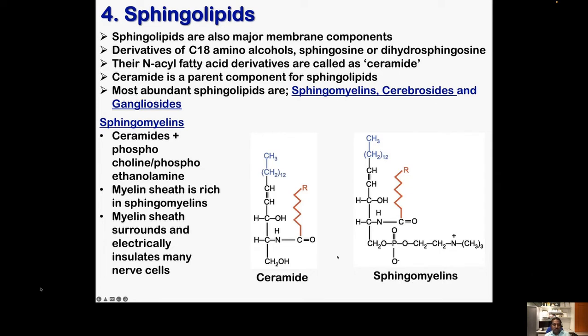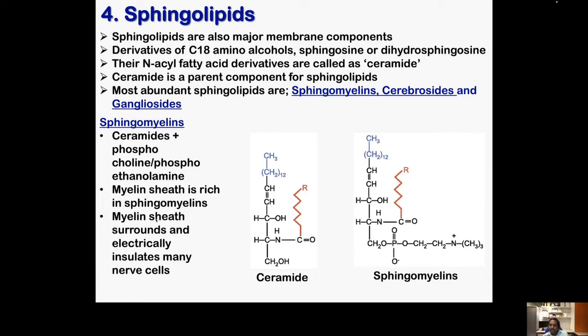So that's what is forming sphingomyelins. So the myelin sheath is rich in sphingomyelin. Okay, now in our body, if you look at the myelin sheath, it's got a huge amount of sphingomyelins. So what is the myelin sheath doing in our body? The myelin sheath basically surrounds and electrically insulates many of our nerve cells.